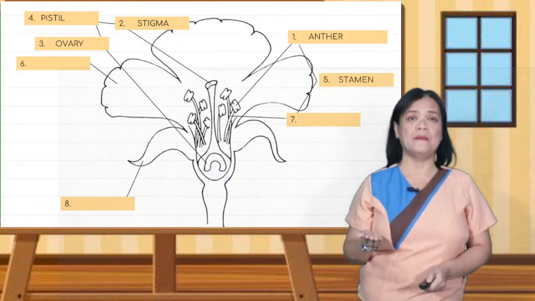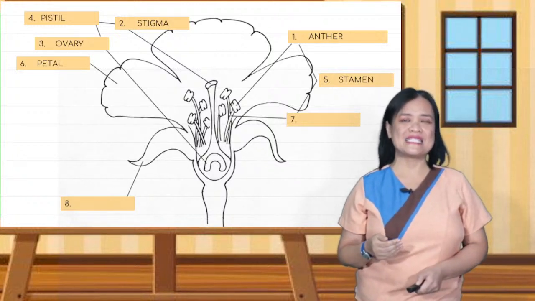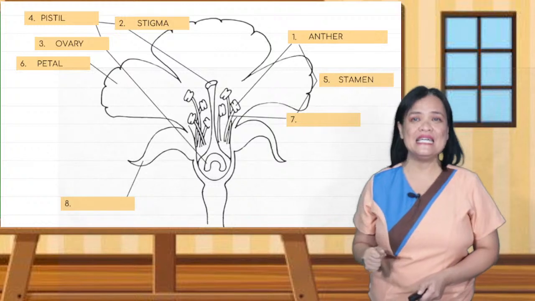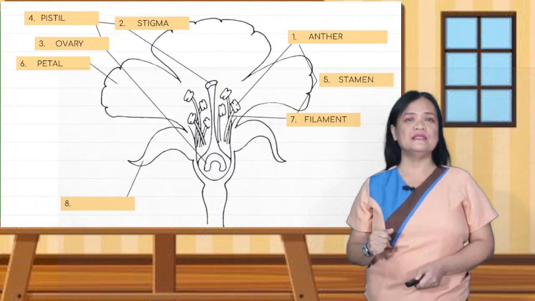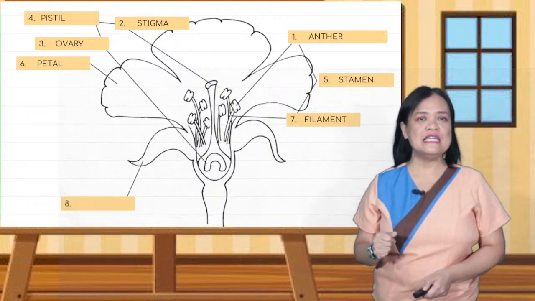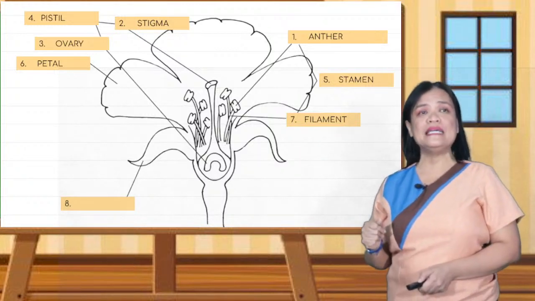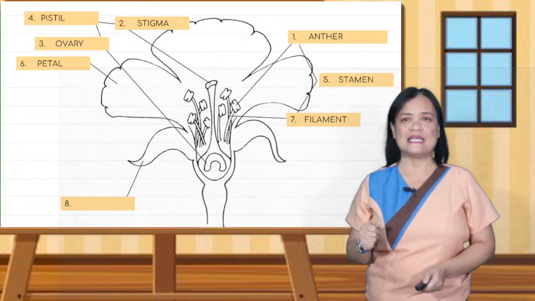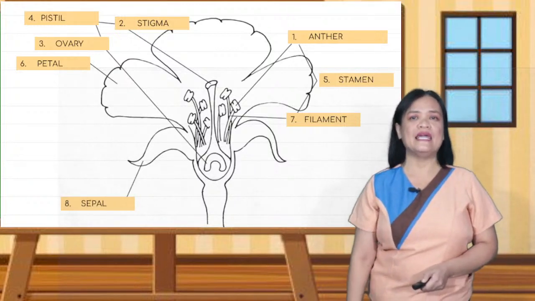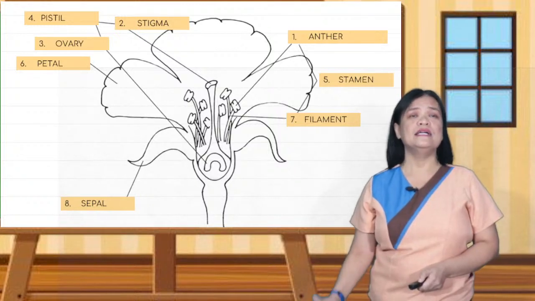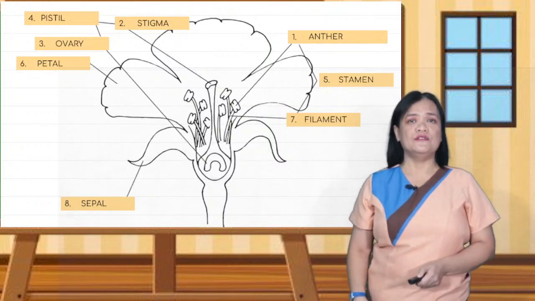Number 5, stamen. S-T-A-M-E-N, stamen. Number 6, petal. P-E-T-A-L, petal. And number 7, filament. F-I-L-A-M-E-N-T, filament. And number 8, sepal. S-E-P-A-L. So those are the parts of the flower.